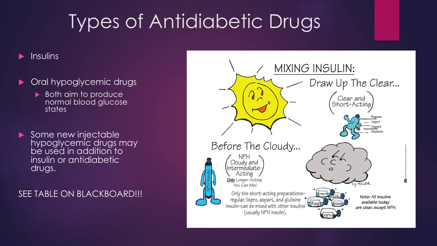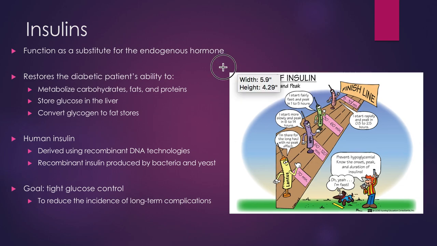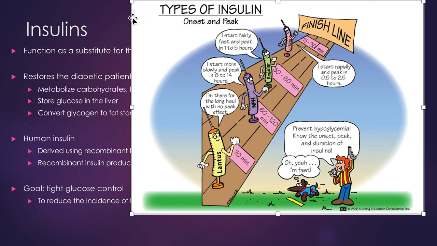Always draw up the clear before the cloudy, okay? So remember that. It's a little thing that they can catch you on, okay? Now, when we're talking about anti-diabetic drugs, we're going to move on to PO anti-diabetic drugs, PO hypoglycemics, but some of the newest medications for type 2 diabetes are injections. They're just not insulin, okay? All right, so when we're talking about insulin, here's some of the major types of insulin right here, okay?